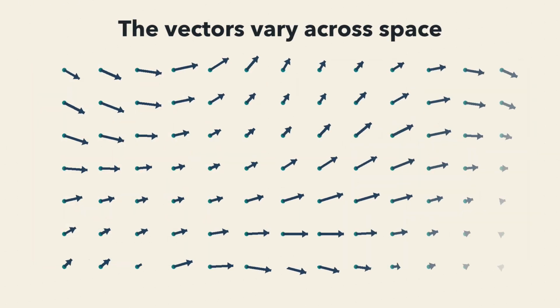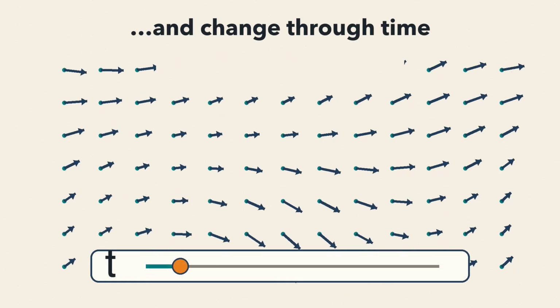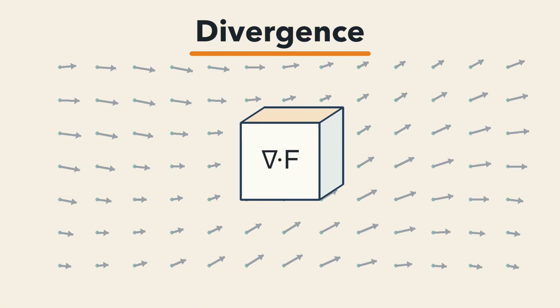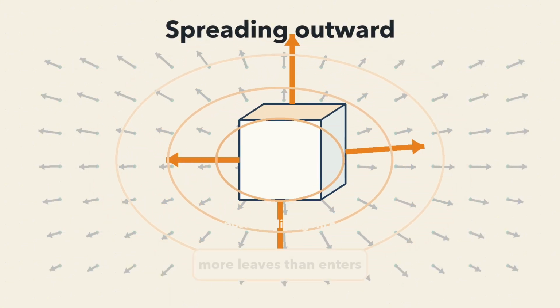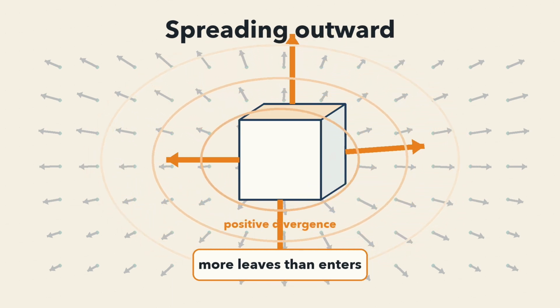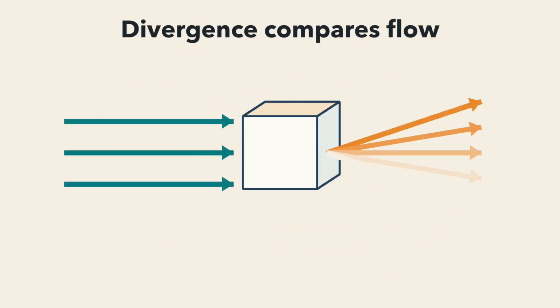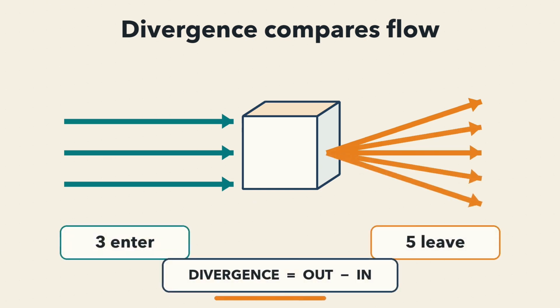The equations do not describe only one location. They describe how these vectors vary across space and through time. The first important mathematical idea is divergence. Divergence measures whether a vector field is spreading outward from a point or gathering inward. Imagine placing a tiny mathematical box inside a field. Divergence compares how much field leaves the box with how much enters it.